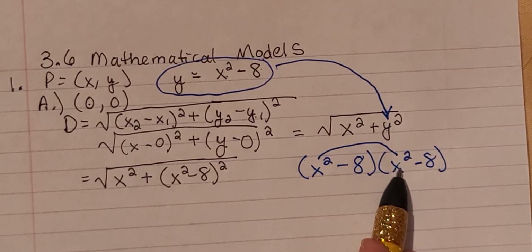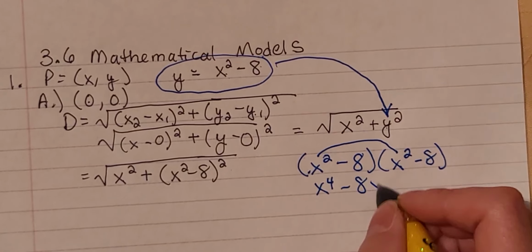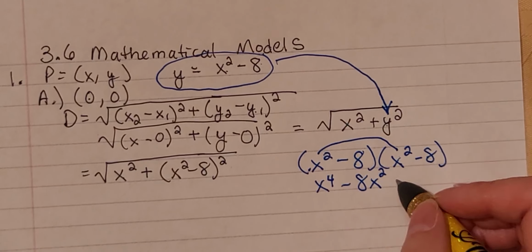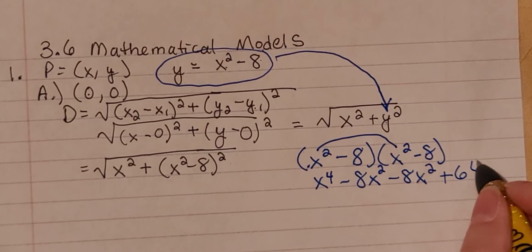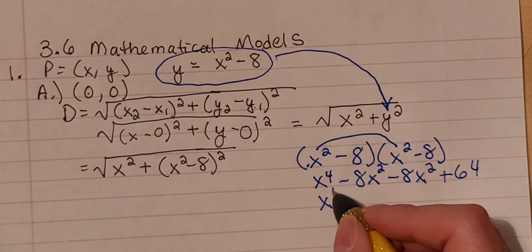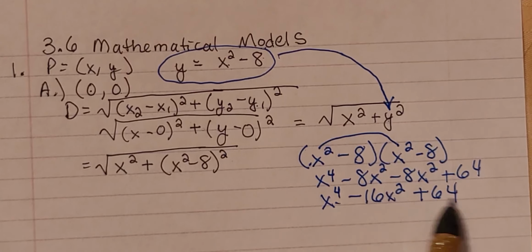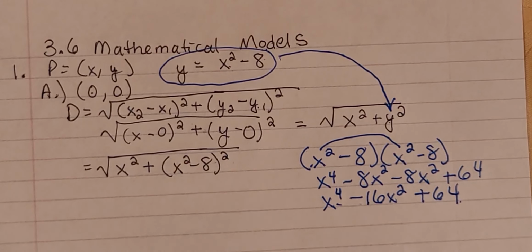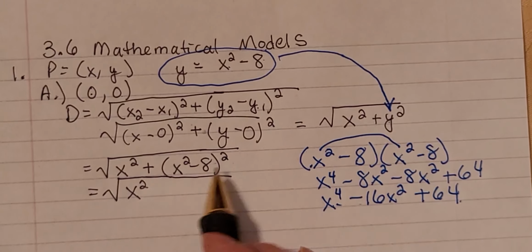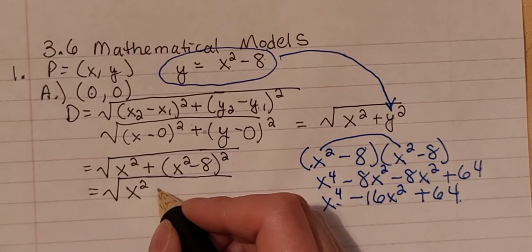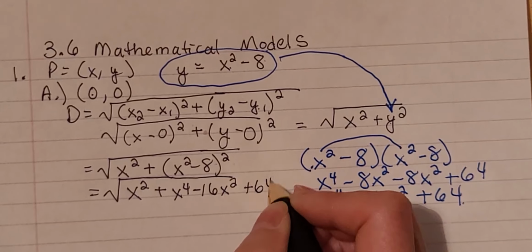So x squared times x squared, x to the 4th. X squared times negative 8, negative 8x squared. Negative 8 times x squared, negative 8x squared. Negative 8 times negative 8, positive 64. Combine like terms in the middle, bring down your first and the last, and we get this. So I'm going to go back to the first one, and instead of this, we're going to plug this in: plus x to the 4th minus 16x squared plus 64.